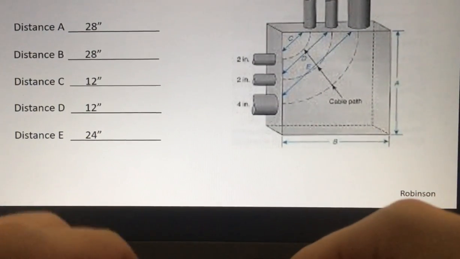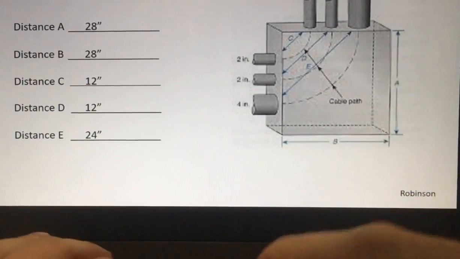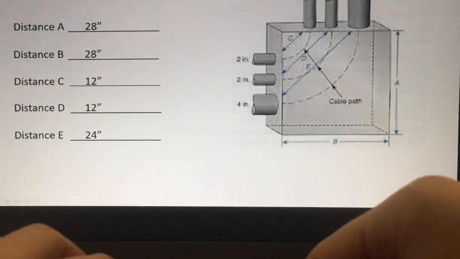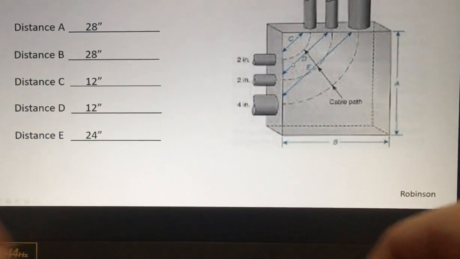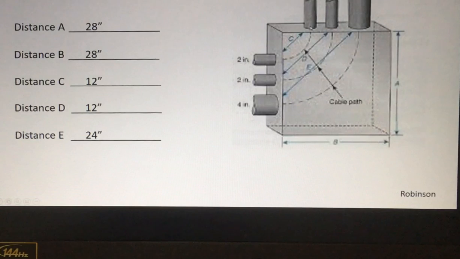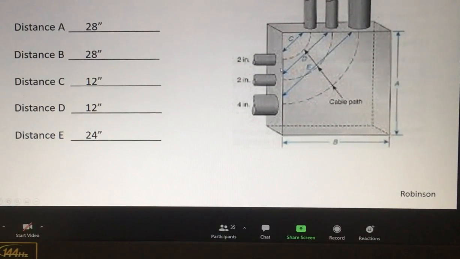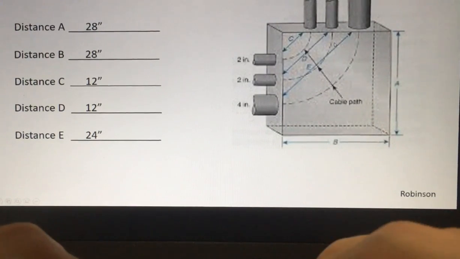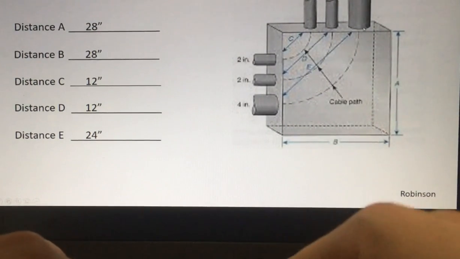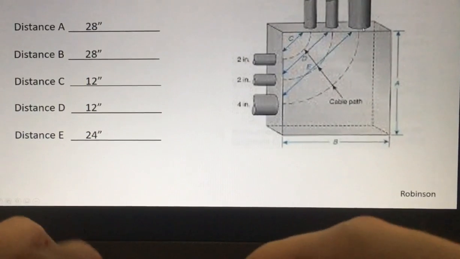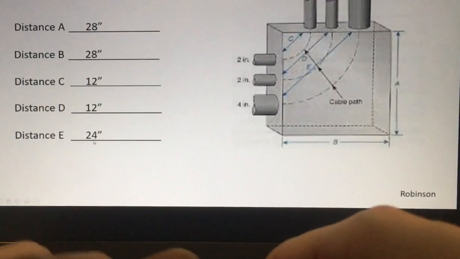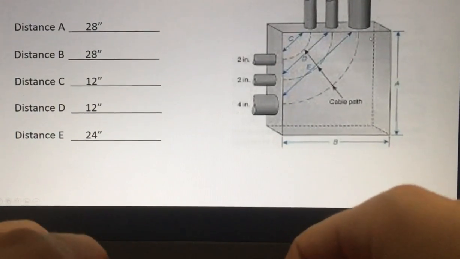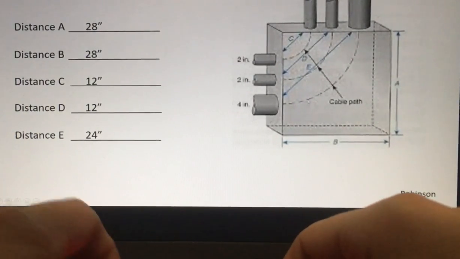So you would need 28 by 28, and don't forget the distances between conduits. This is 2-inch, 2 times 6 is 12, 2 times 6 is 12, and then distance E, so 6 times 4 is 24.